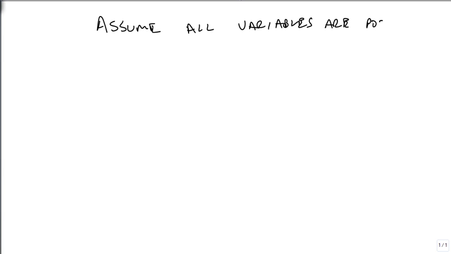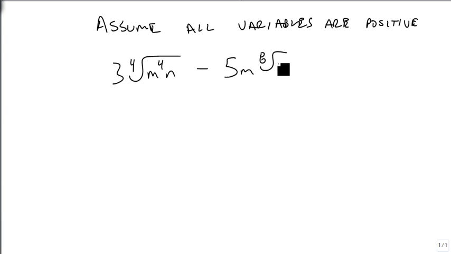Okay, the last example that I want to look at is a little bit tricky. We're going to first assume all variables are positive. And so we're going to look at 3 times the 4th root of m to the 4th n minus 5m times the 8th root of n squared. At the moment these don't look like they're very simplified, or that they're like radicals at all, because it's a 4th root and an 8th root. Well, let's break this down.